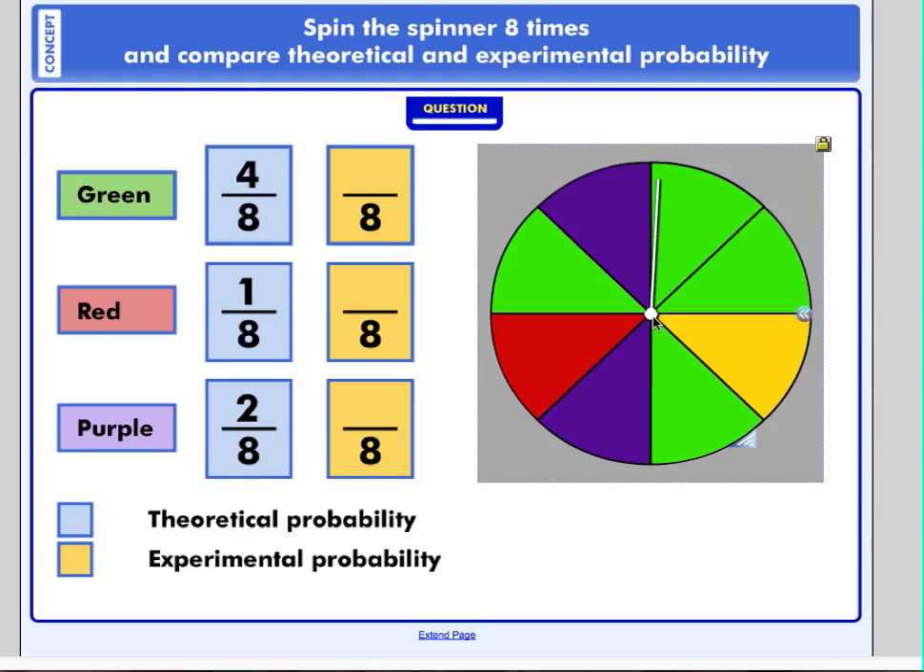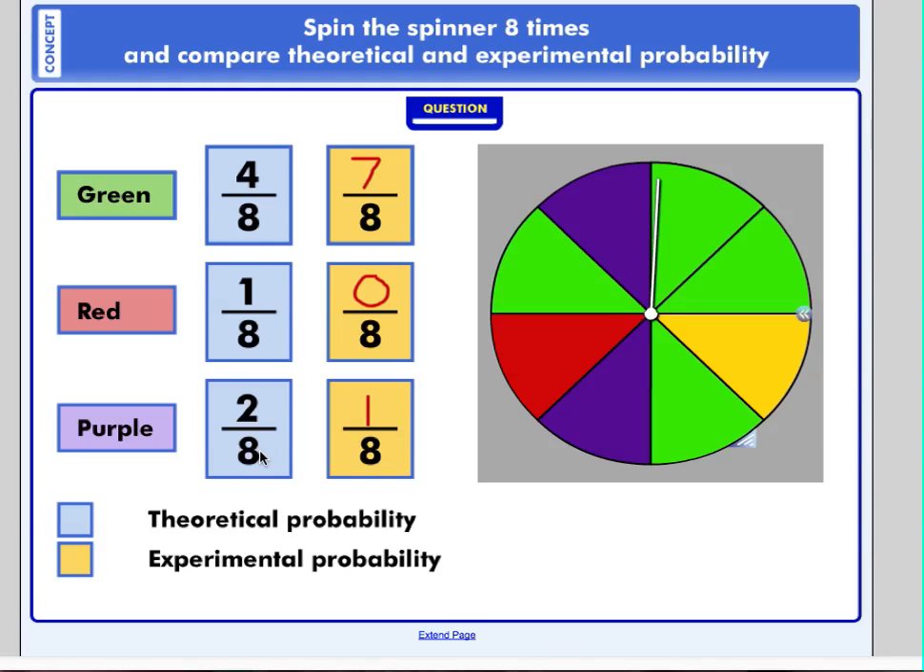So, if you were keeping tallies for those, what I got was 7 greens, 0 reds, and 1 purple. So, if we had been tasked with that problem and we needed to record, what actually happened was 7 eighths were green, 0 eighths were red, and 1 out of the 8 was purple. Now, why didn't they work out perfectly? In theory, I should get green 4 out of 8 times, red 1 out of 8 times, and purple 2 out of 8 times.